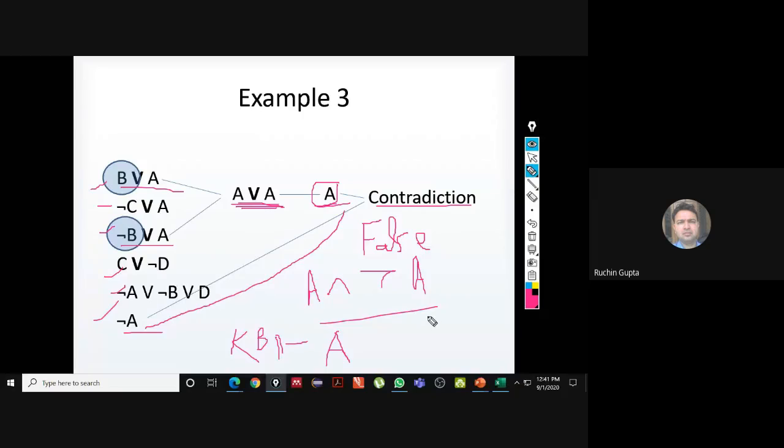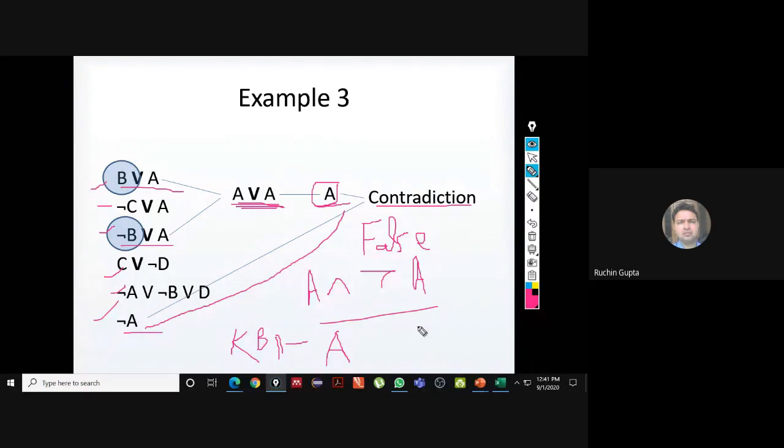Got the point, everybody? Are you getting the point? How do we apply this resolution? Yes, all of you are getting the point. How do we apply this resolution? Yes, sir.